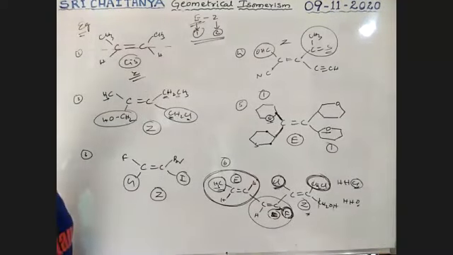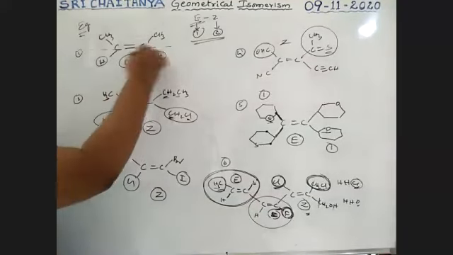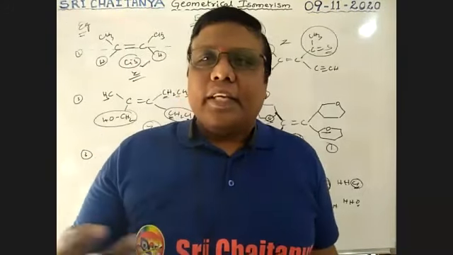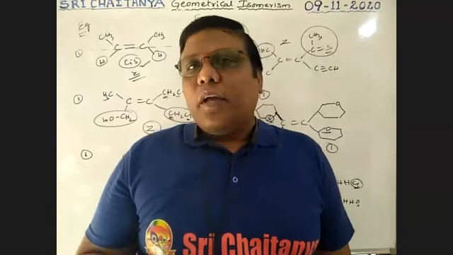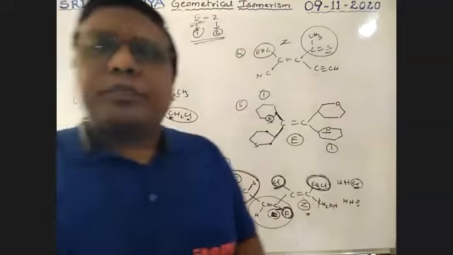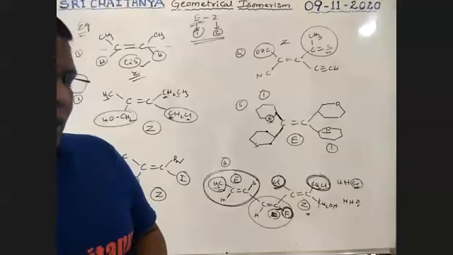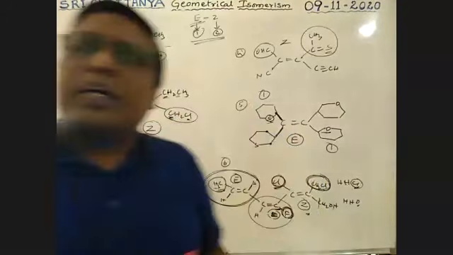So did you understand, Karthik? No doubt it is cis. Similar groups are on the same side. Cis. If you write it in E-Z notation, then it is considered Z format. Otherwise, it is just a cis format. So that covers E-Z notation. Now let us discuss the applications of these geometrical isomers.